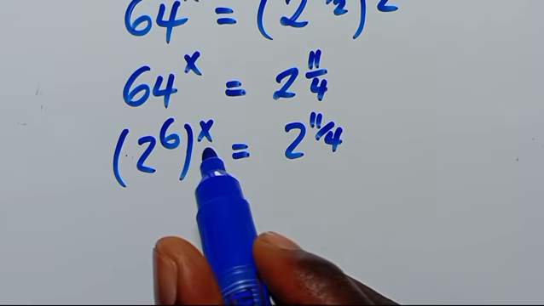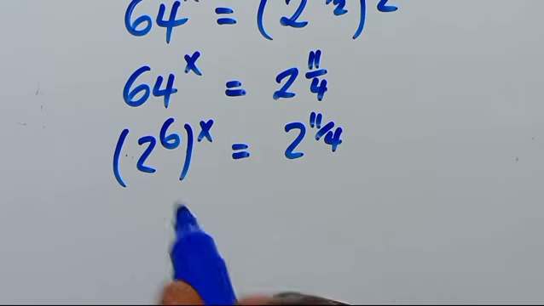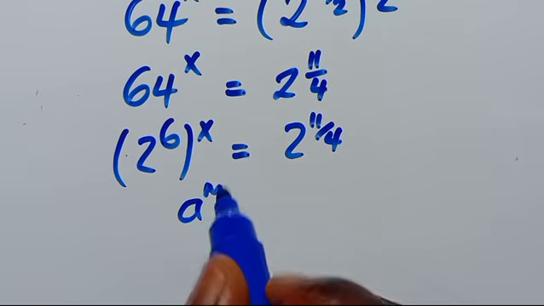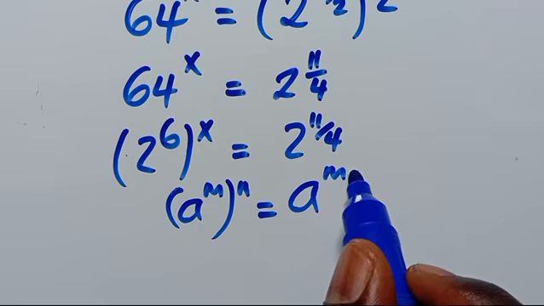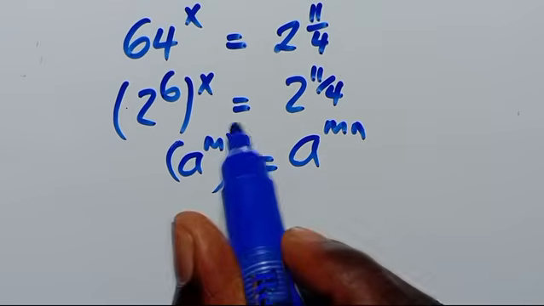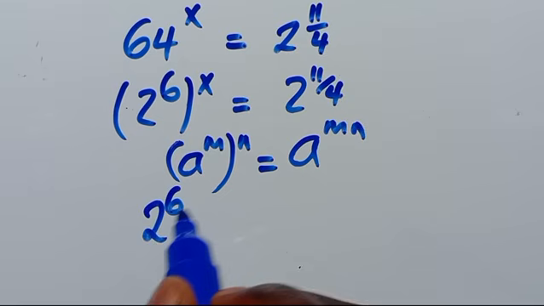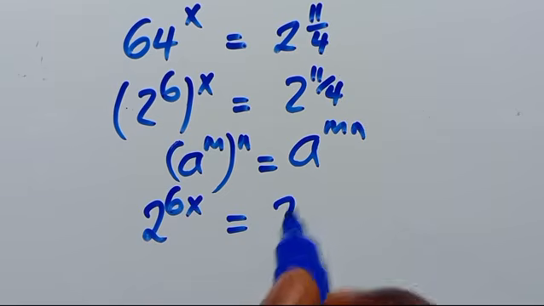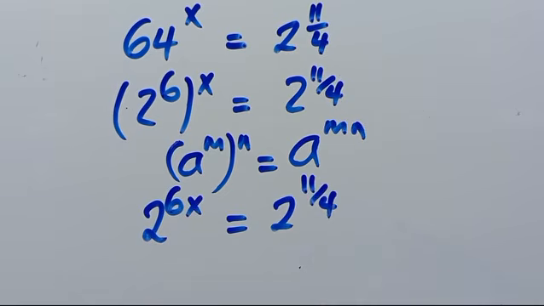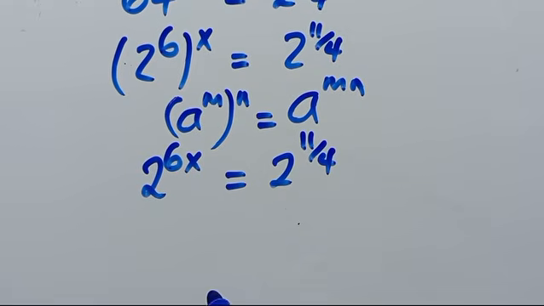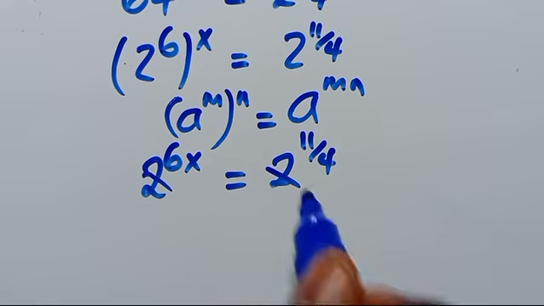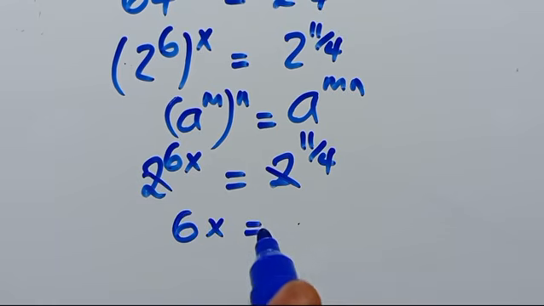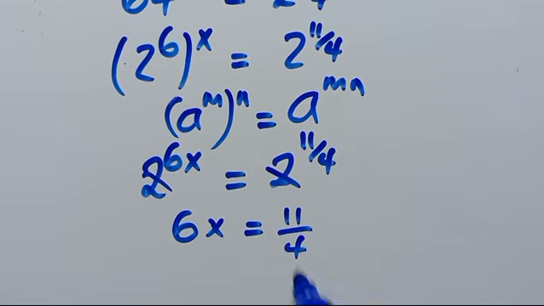Now, when you have something of this nature, we can have this as a to the power of m in parentheses to the power of n equals a to the power of m times n. So from here we have 2 to the power of 6x equals 2 to the power of 11 over 4. Now, we can cancel out this base, since they are the same. We have 6x equals 11 over 4.